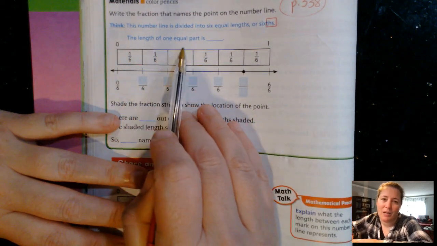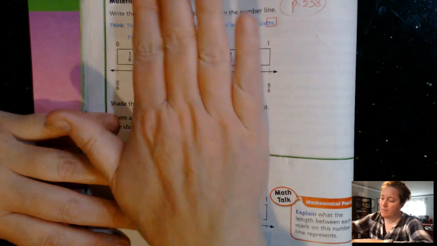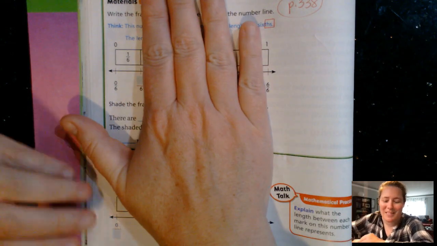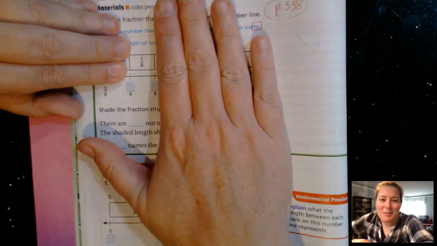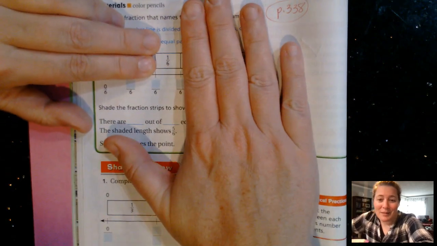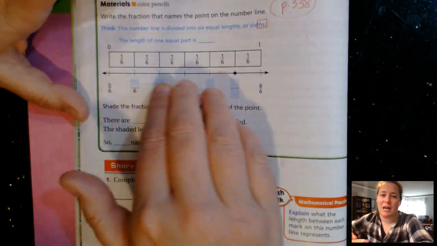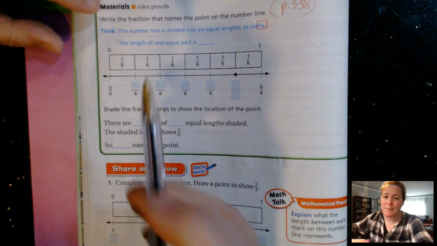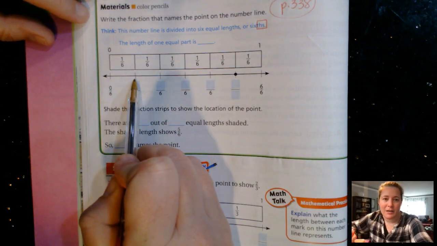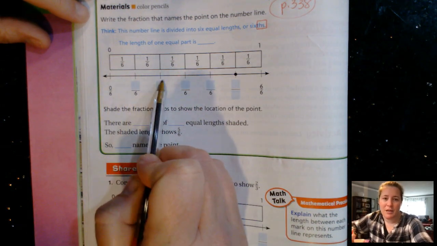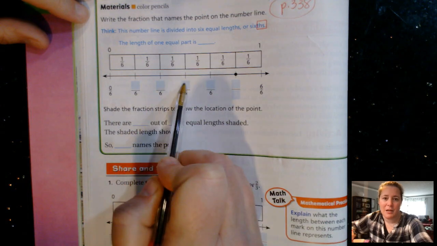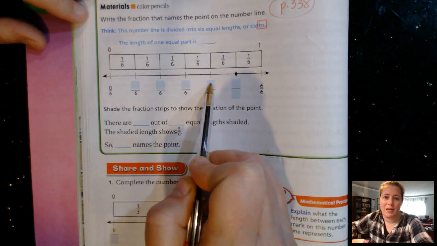The length of one equal part is, if you were to cover up all of them, what do you see there? If you cover up those ones, what do you see? When you cover up these ones, what do you see, right? Every time you're seeing the same number. That means that from here to here is 1/6. From here to here is 1/6.